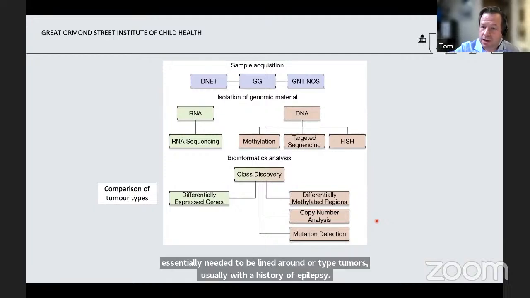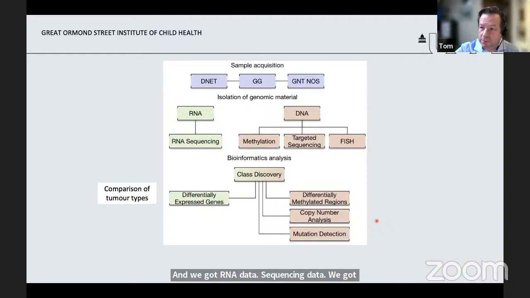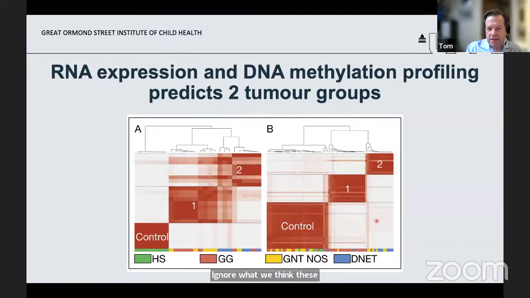We got DNA data, particularly around methylation profiling, and simply said, ignore what we think these are, or how they classify. And the data here shows the clustering on the left using RNA sequencing, on the right showing methylation profiling. And however you cut the statistics, there are two groups. So the answer is not that there are three groups and we can't agree how to diagnose the third. It's there are two groups, but there must be overlap, and we're not good at diagnosing those.